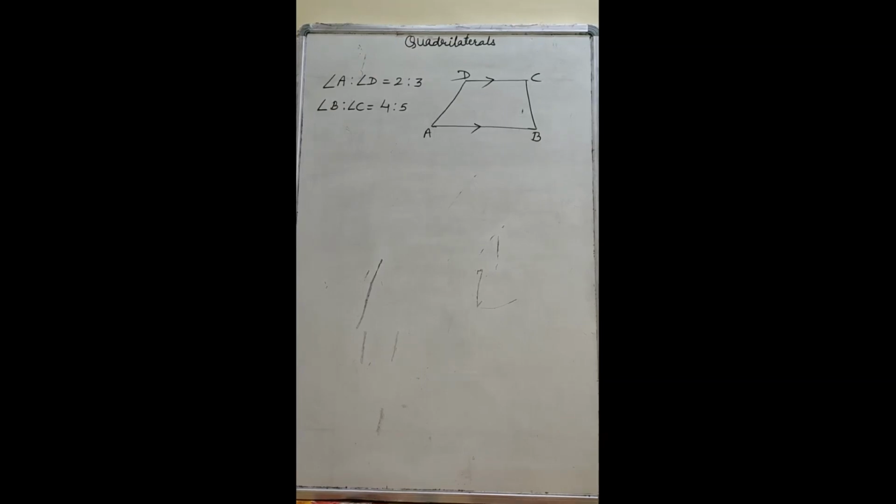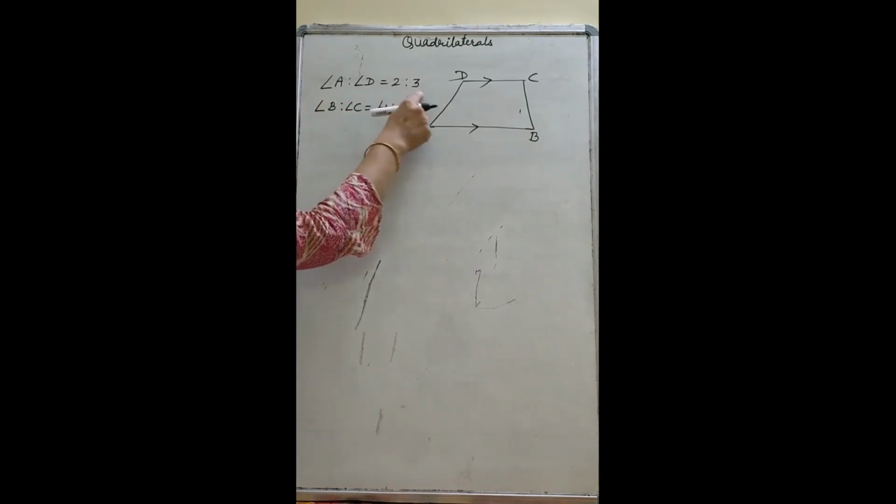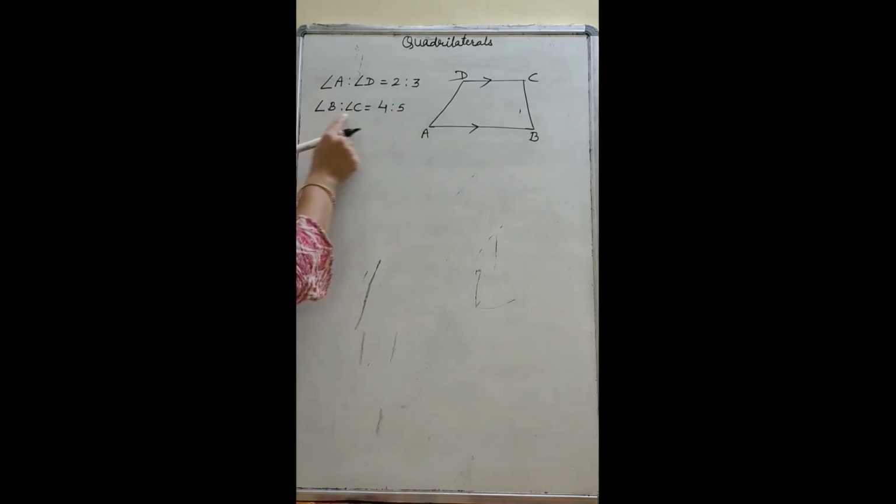Now I am going to discuss questions based on quadrilaterals. Our first question is here. Angle A and angle D are given in the ratio 2:3 and angle B and angle C are given in the ratio 4:5. We have to find the value of these angles.